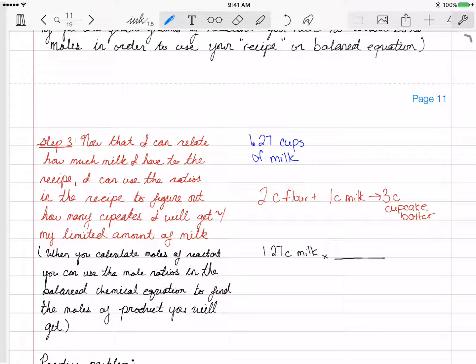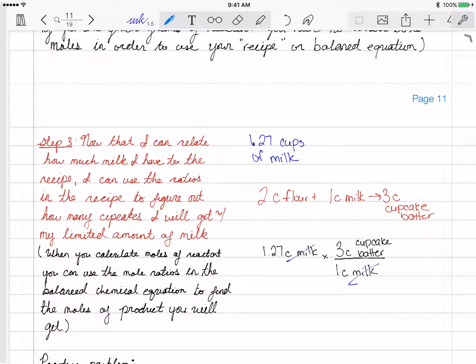So in order to get cups of milk to cancel, I have to have cups of milk in my denominator, and now I'm using my recipe or my balanced chemical equation here. And so I have, for every 1 cup of milk, I'm going to get 3 cups of cupcake batter. And so my cups of milk are going to cancel.